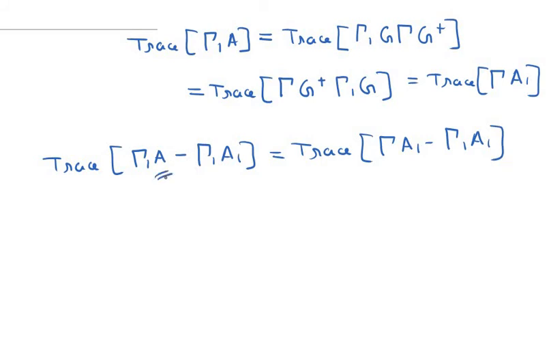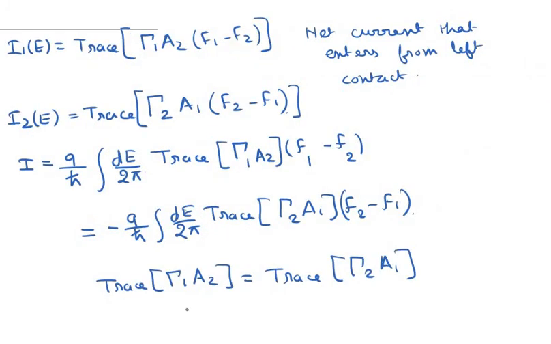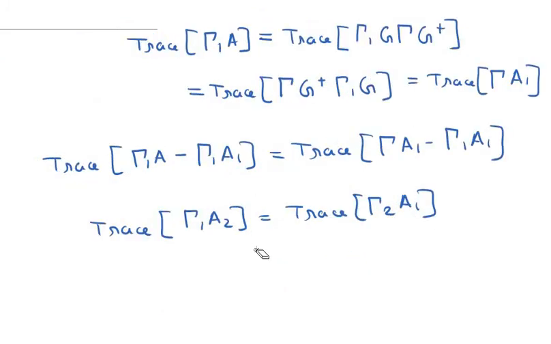Now this A is equal to A1 plus A2, and this gamma is equal to gamma 1 plus gamma 2, so we can readily arrive at this expression, that trace of gamma 2 A1, sorry, this is gamma 1 A2, so trace of gamma 1 A2 is equal to trace of gamma 2 A1. Okay, so we have basically proved this thing over here.